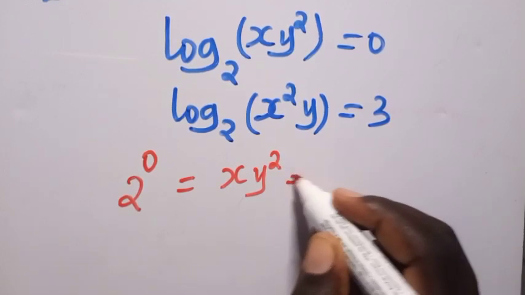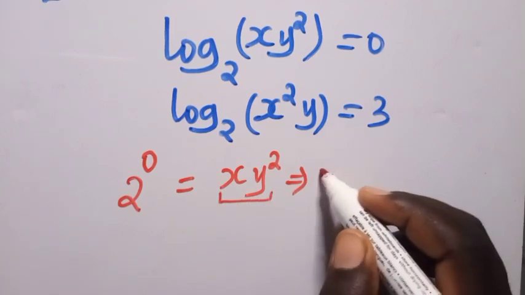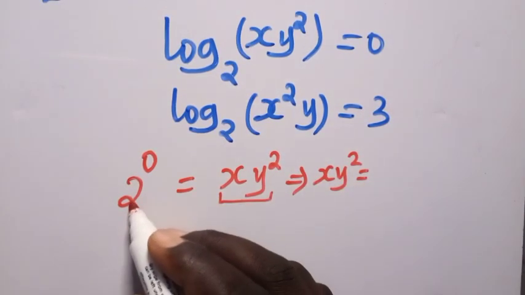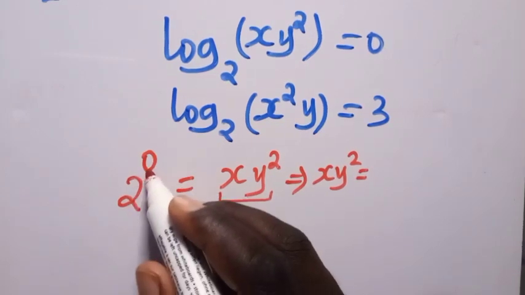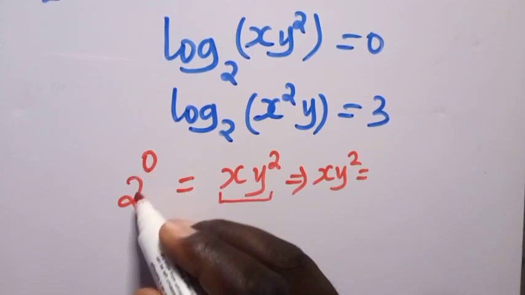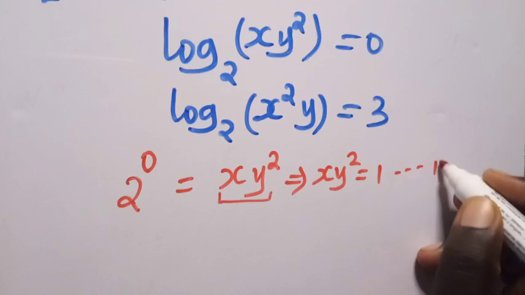In this case, xy squared equals 2 raised to 0. That is a number raised to 0. Any number raised to 0 is always 1. And therefore, 2 raised to 0 is 1. This is our first equation.